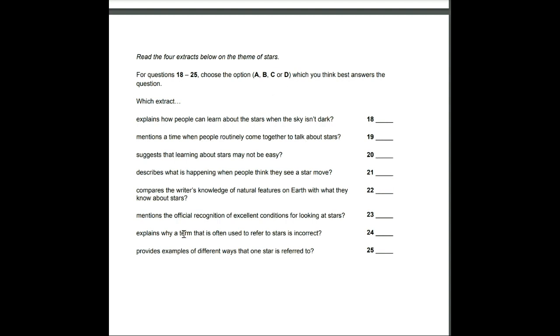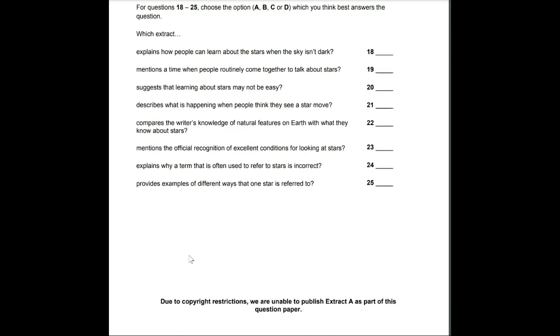Okay, moving on to question 22, we are looking for the extract which best compares the writer's knowledge of natural features on Earth with what they know about stars. So we're looking again at this relationship between the natural world, the astronomy, and humans learning about that astronomy and natural world. So for question 22, again, the best answer would be D, because D is really the only extract which talks about the importance of appreciating and learning about the world around us. So scrolling back up, that one was quite straightforward. The best answer for question 22 is D.